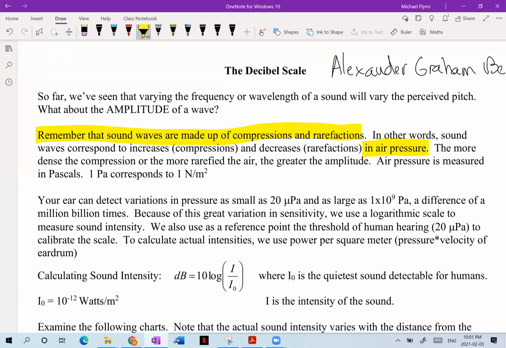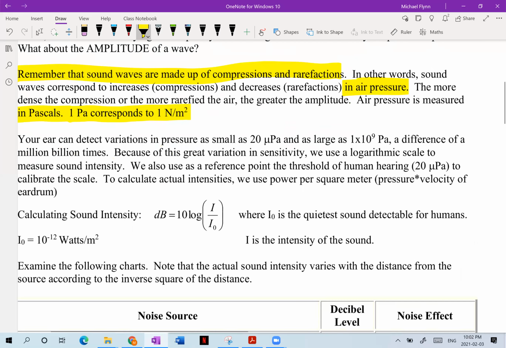Now pressure is this thing, that there's about 18 pounds per square inch of pressure in the atmosphere around your body right now. And when you create a sound with your voice, you're varying that pressure slightly, in these compressions and rarefactions. So air pressure is measured in a unit called pascals, named after another scientist, last name Pascal. 1 Pascal is 1 Newton per square meter. So that's the metric way of measuring pressure.